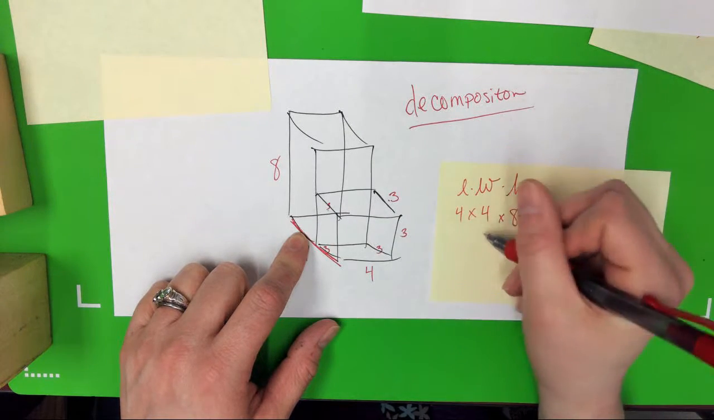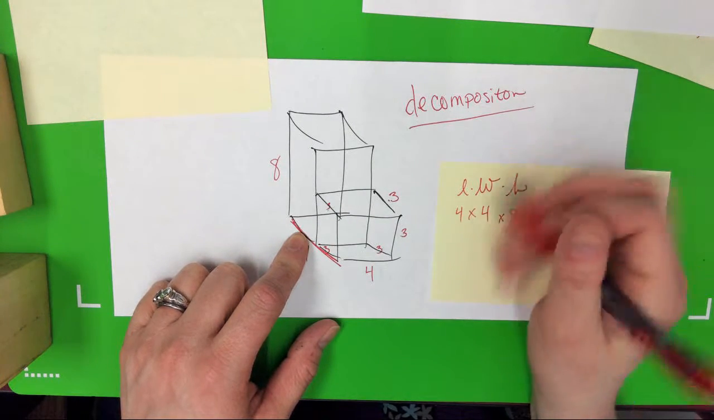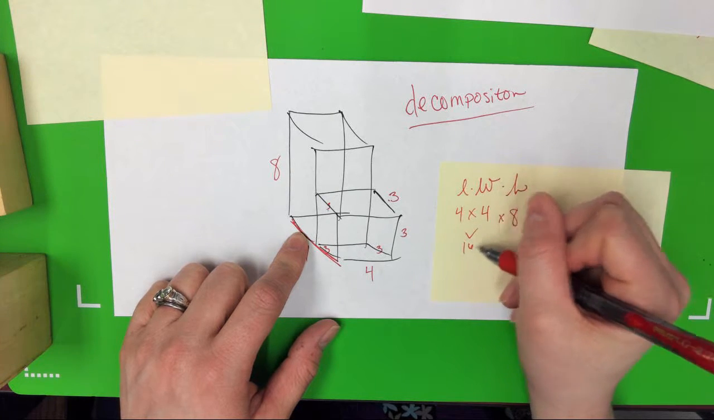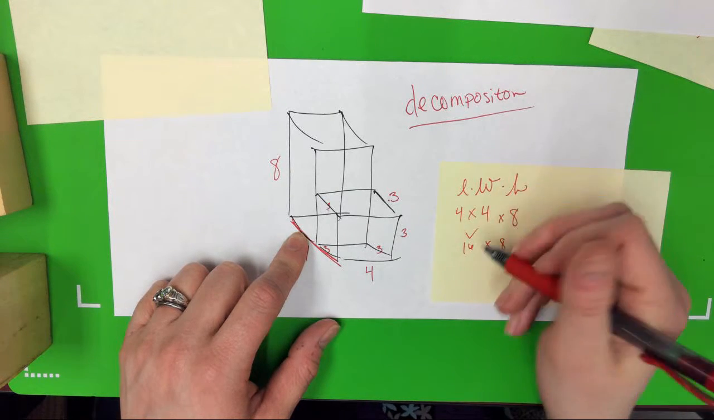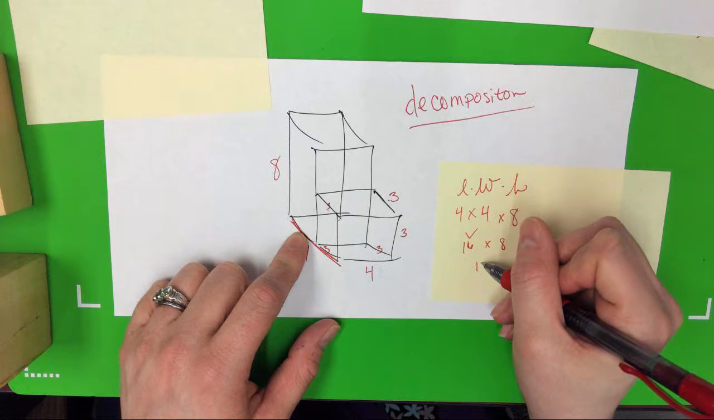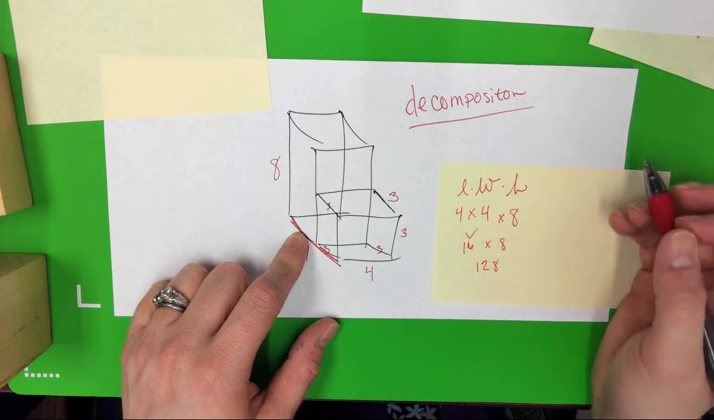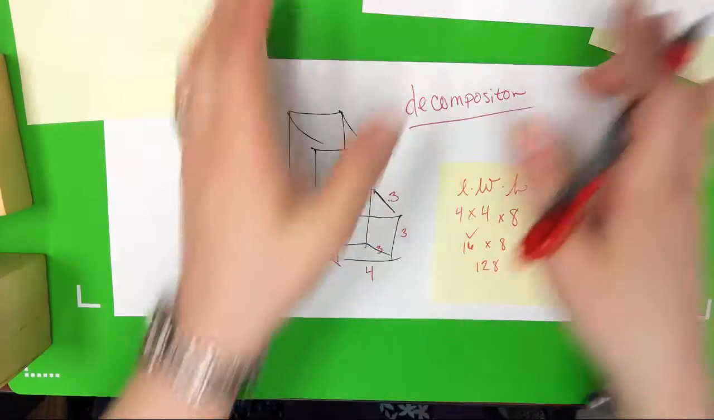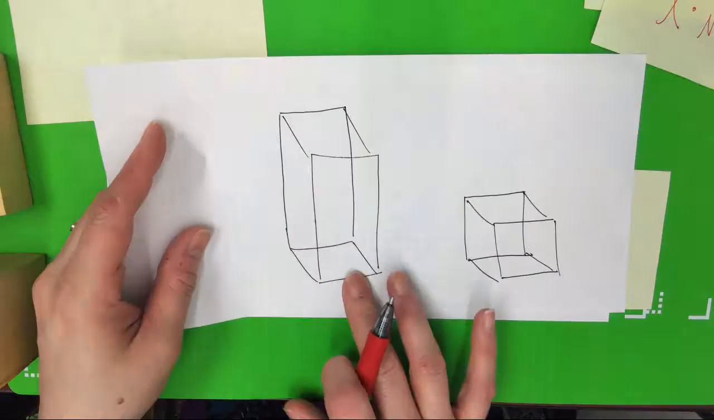So what I end up with is 4 times 4 times 8, or I could look at it as 16 times 8, and I already worked this math out, so I know that 16 times 8 is going to be 128. Okay, so that's part of it. So I've gotten this piece right here.